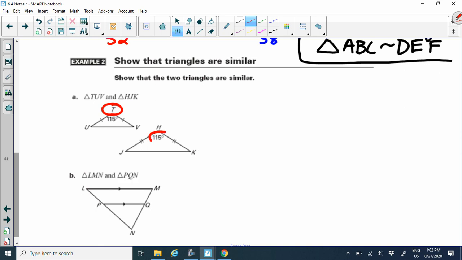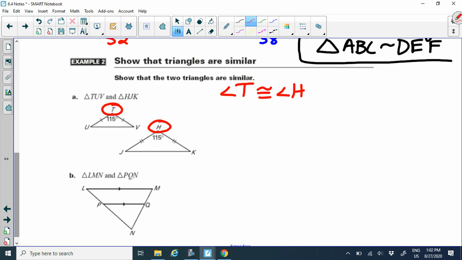That's also 115 degrees, right? So because these two have the exact same angle measurement, that means they are congruent. So I can say that angle T is congruent to angle H. I already have one pair. I'm halfway done, okay? But now let's look at the other angles.